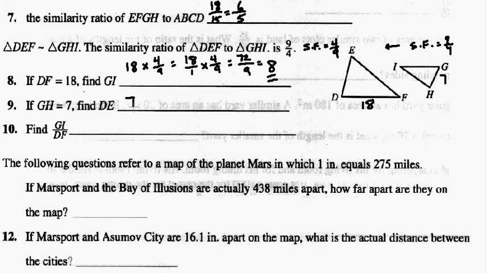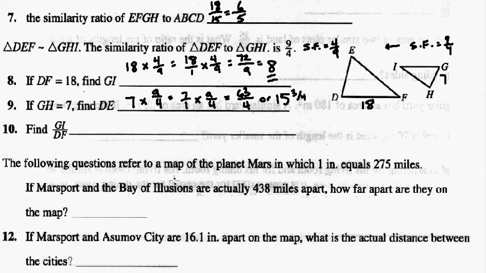So I'm simply going to take 7 and multiply that by 9/4. So that's 7 over 1 times 9 over 4. So here we have 63 over 4. That could be the answer right there, or if you wanted to do this in mixed number, we would get 15 3/4. Okay, so that's number 9.